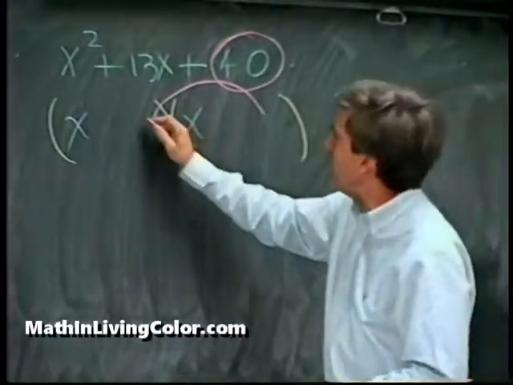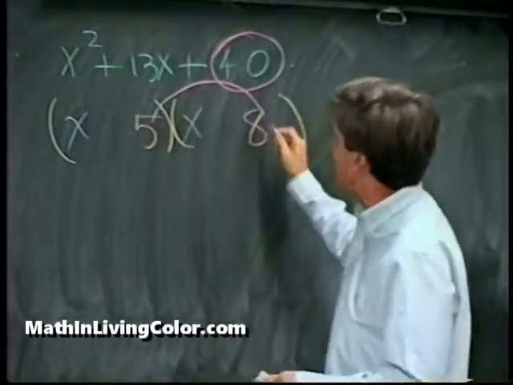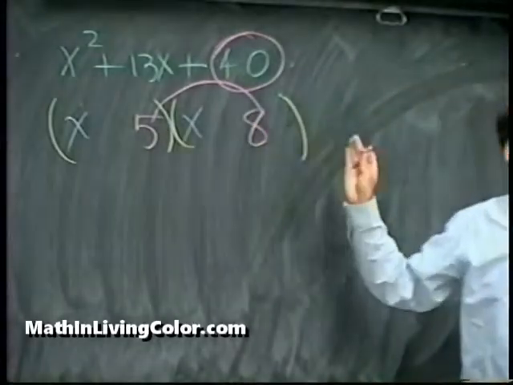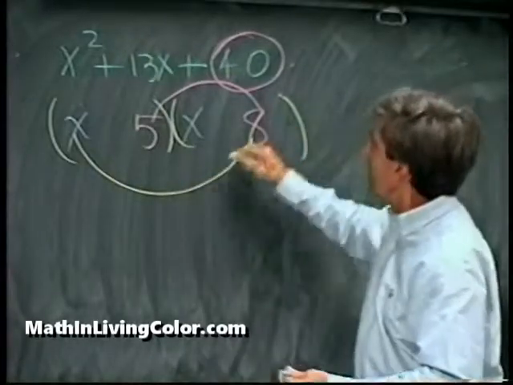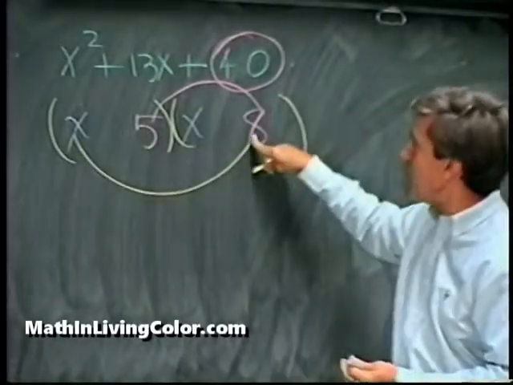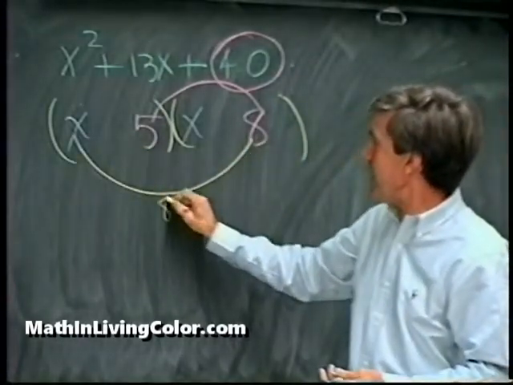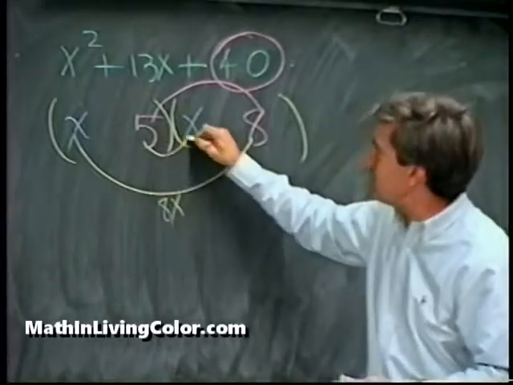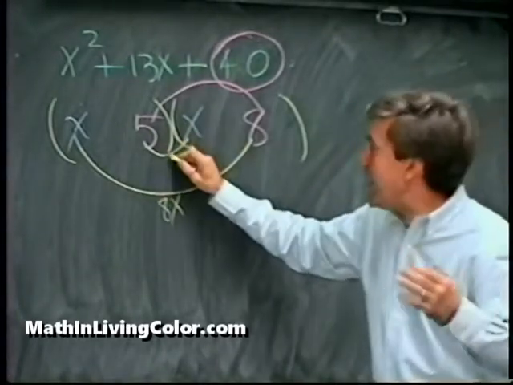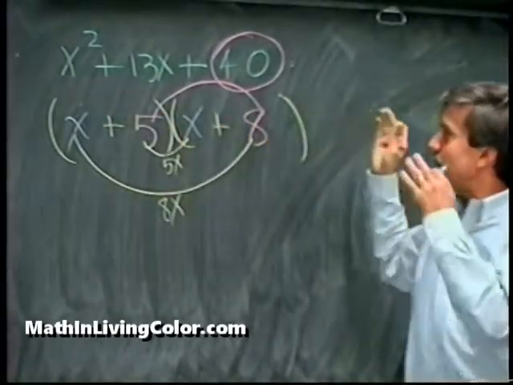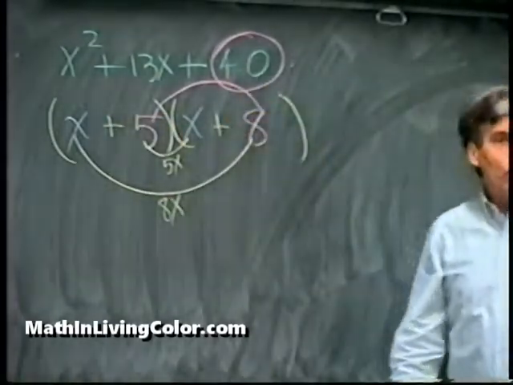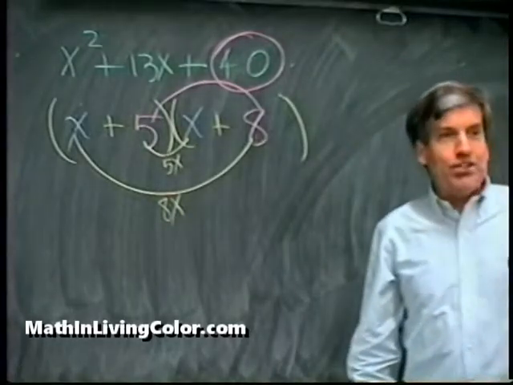5 times 8. Now, how do you know that 5 times 8 is actually the right number combination? Because added together they equal 13. This outer times outer would be what? 8x. And the inner times inner would be 5x. And if we make them both positive, then it'll come out to the right number, 13. So the first thing you have to do is get the right combination of numbers.